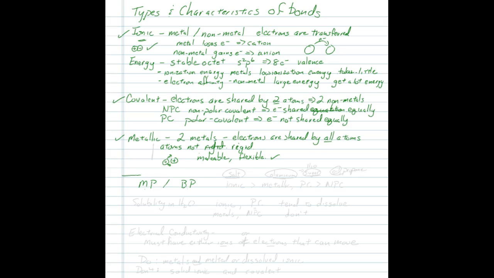MP is melting point, the temperature that the substance will melt. BP is the boiling point, the temperature that they will boil. In general, ionic compounds have the highest melting points and boiling points, followed by a combination of metallic and polar covalent. They intertwine. There's not really a general trend. Some metallic and some polar covalent are different. And generally on the very lowest end are the non-polar covalent.